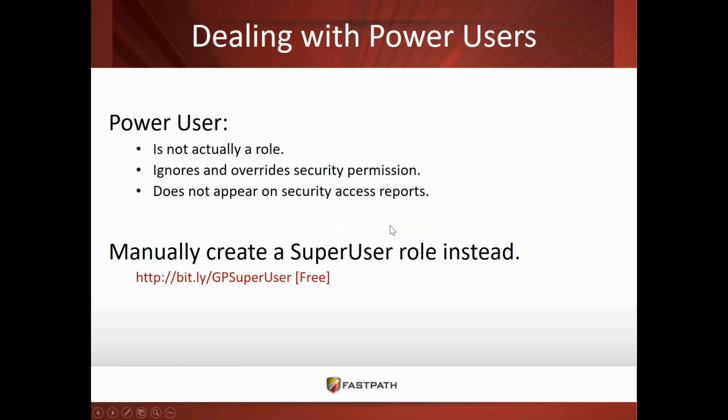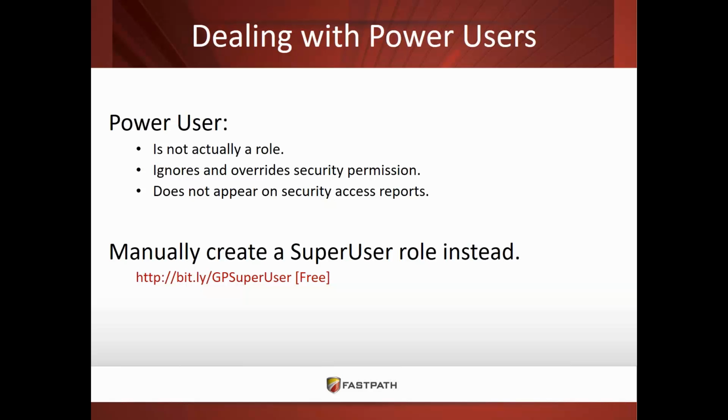And then there's this role in GP that we all love to hate and hate to love, and that's the power user. The reason why we at FastPath do not love power user, and we highly, highly, highly suggest that if you're using this role that you don't use it anymore, is because power user is not a role. A role gives access to tasks in windows. That's what a role is supposed to do. Power user just is a security override.